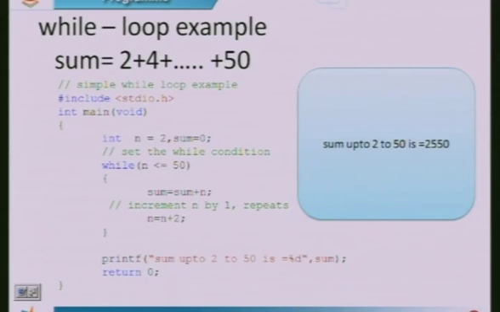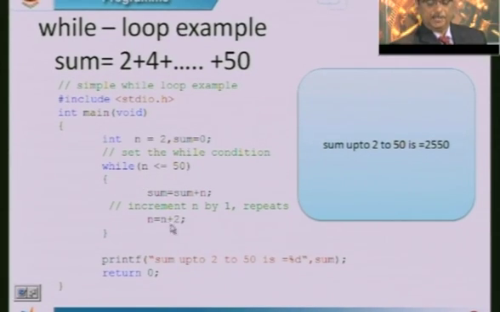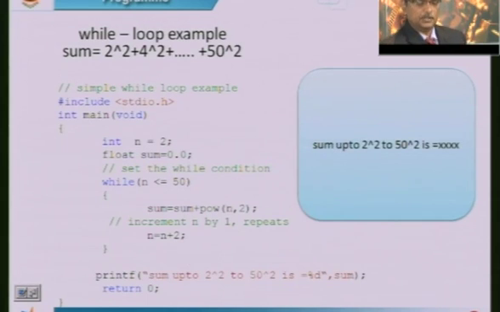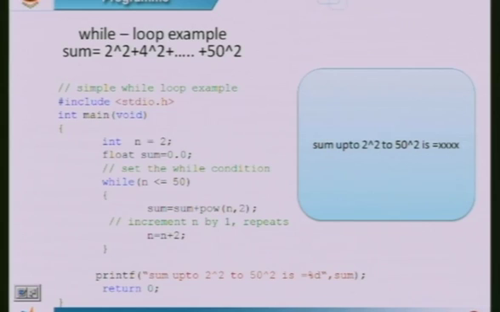This is 2 plus 4 plus up to 50. Observe in this statement, n is equal to n plus 2. This is increment by 2 instead of 1. Then 2 square, 4 square up to 50 square. Here also the sum is equal to sum plus power of n comma 2. The increment is not n by 1, it is n is equal to n plus 2, because each time you are incrementing by 2.